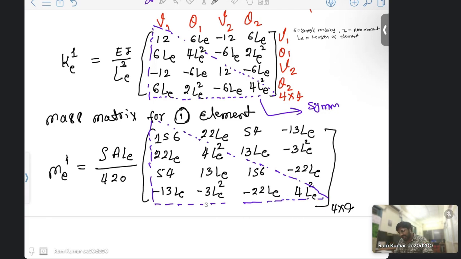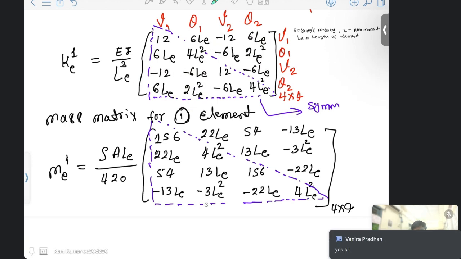For example, if I say these are 1, 2, 3, then this is 3, 1. 3, 1 should be equal to 1, 3. Yes, this is equal to 1, 3. And if I say, what is this? 4, 2. 4, 2 should be equal to 2, 4. So just check 2, 4, it means this one. These are the same. So are you getting it right? Good.